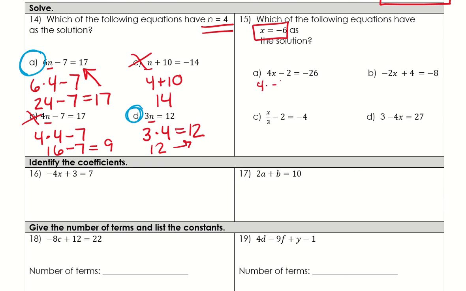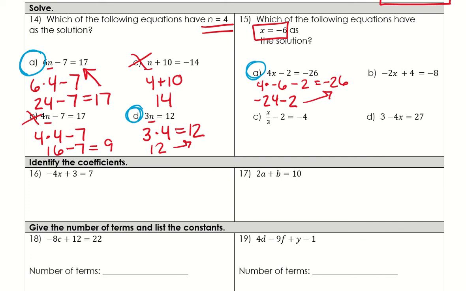I'm going to do the same thing for number 15, plugging in negative 6 this time. So 4 times negative 6 minus 2 equals negative 26. 4 times negative 6 is negative 24 minus 2. Negative 24 minus 2 gives me negative 26, so A works.